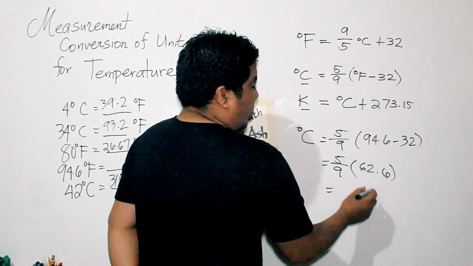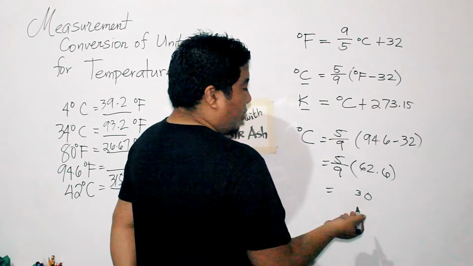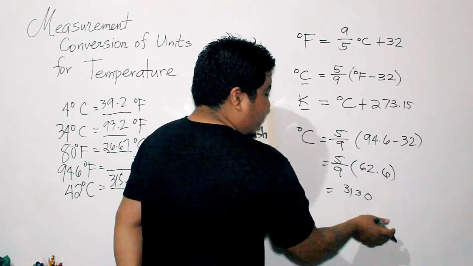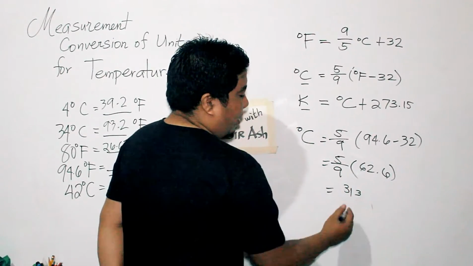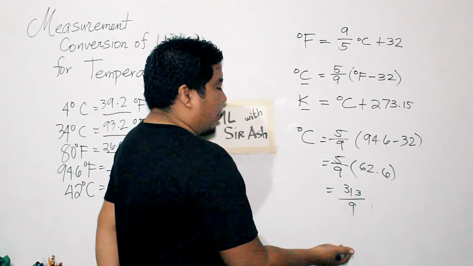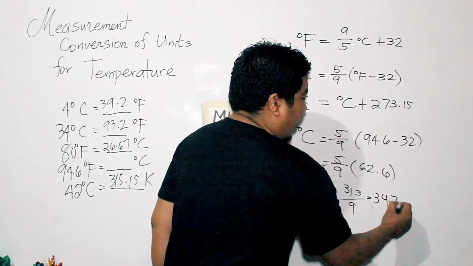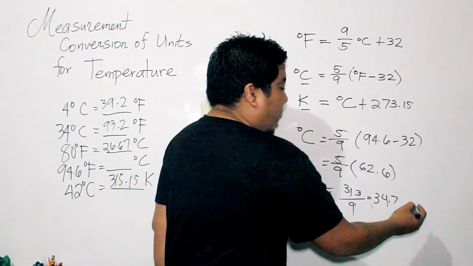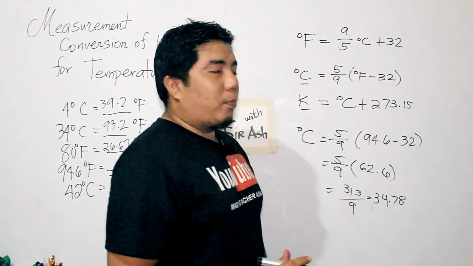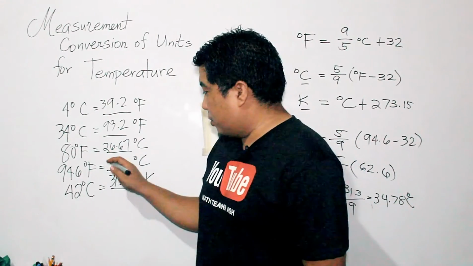So that is 0, 3, then 10 plus 3, that is 13, carry 1, 30, 31, then the decimal point, that is 313 over 9. And then if you divide 313 by 9, that will give you 34.7777, it will never end again. So that is 34.78 degrees Celsius.